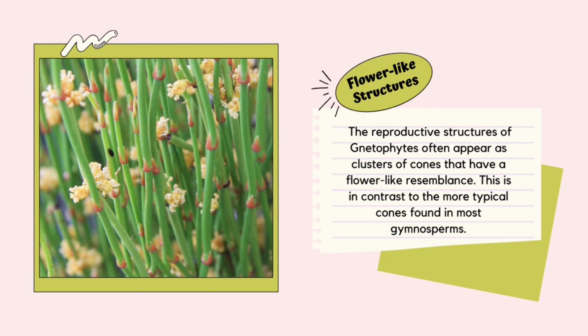Next one is flower-like structures. The reproductive structures of gnetophytes often appear as clusters of cones that have a flower-like resemblance. This is in contrast to the more typical cones found in most gymnosperms.